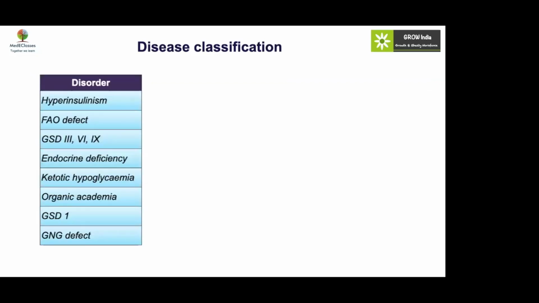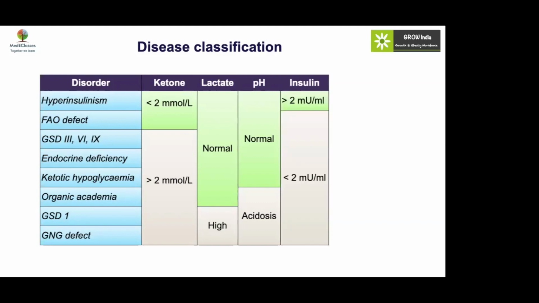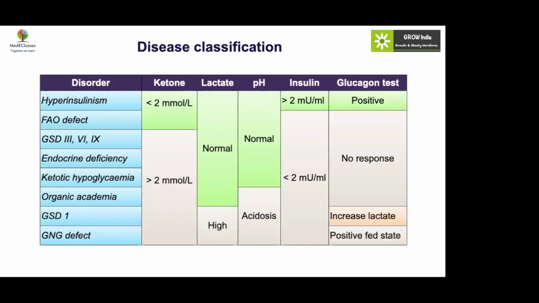If you now look at various investigations, ketones should be there in everybody. If they are absent, think of hyperinsulinism or a fatty acid oxidation defect. If lactic acidosis is there, think of GSD1 or gluconeogenic defect. If there is metabolic acidosis, think of organic acidemia along with lactic acidosis. Insulin should be undetectable in everybody. Detectable insulin means hyperinsulinism, and glucagon responsiveness suggests hyperinsulinism.